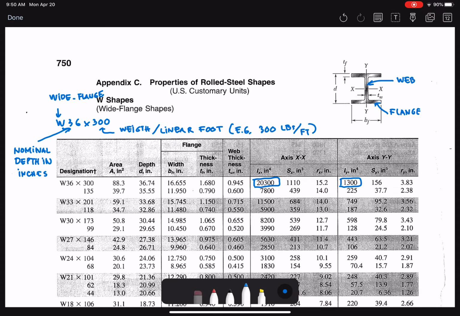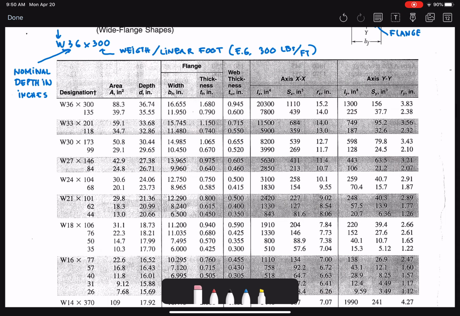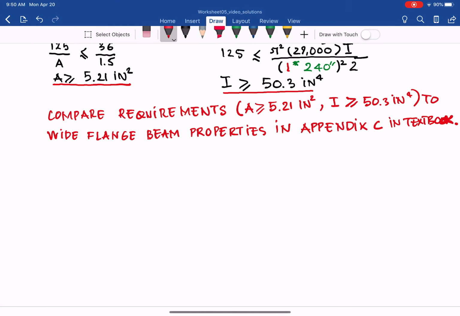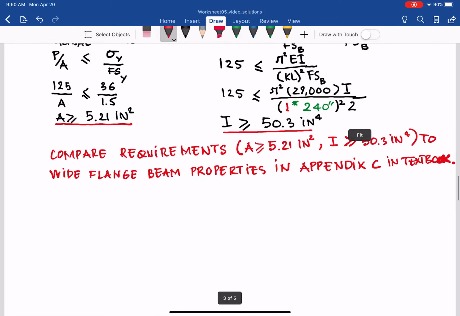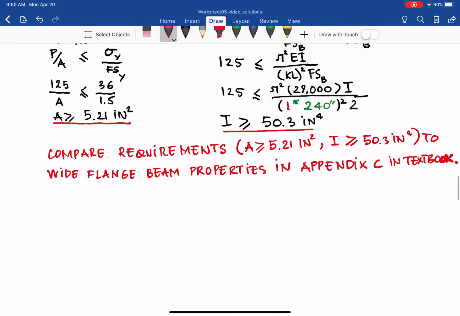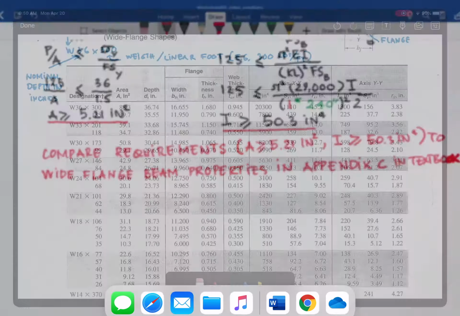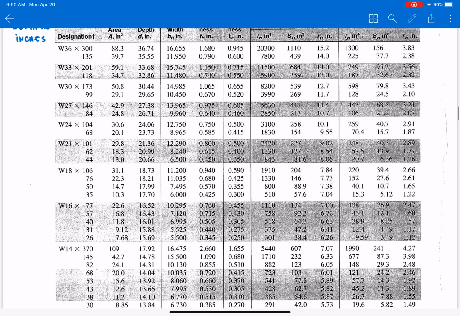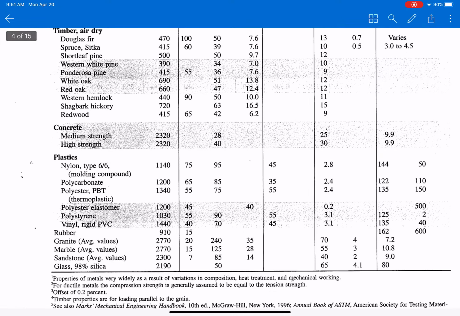Okay, so with that, we go ahead to find out what are the cross-sectional areas that have area at least 2.21 inch square and the I at least 50.3 inch^4. So go back to the reference. Let me go down, give you a few, and of course it takes time, because when we design, it takes time. I give you one example here.